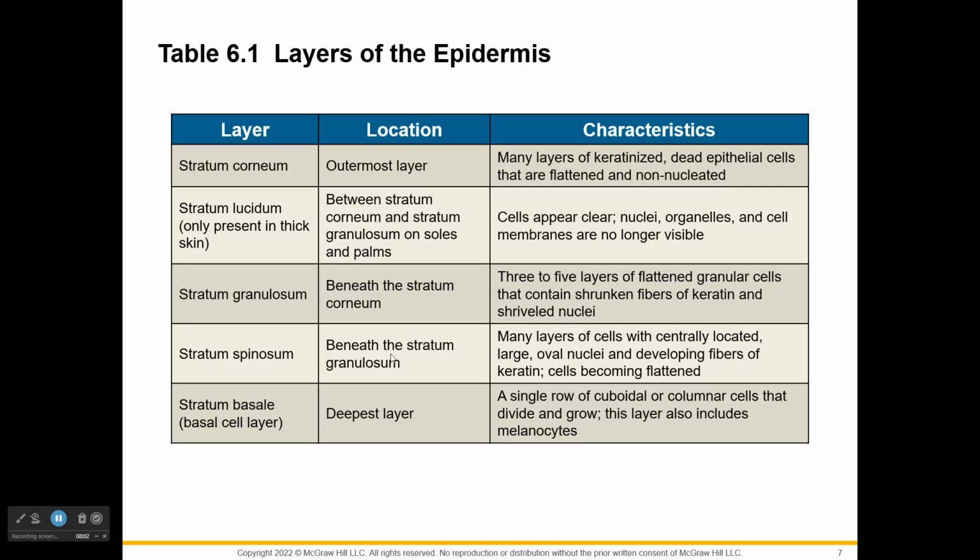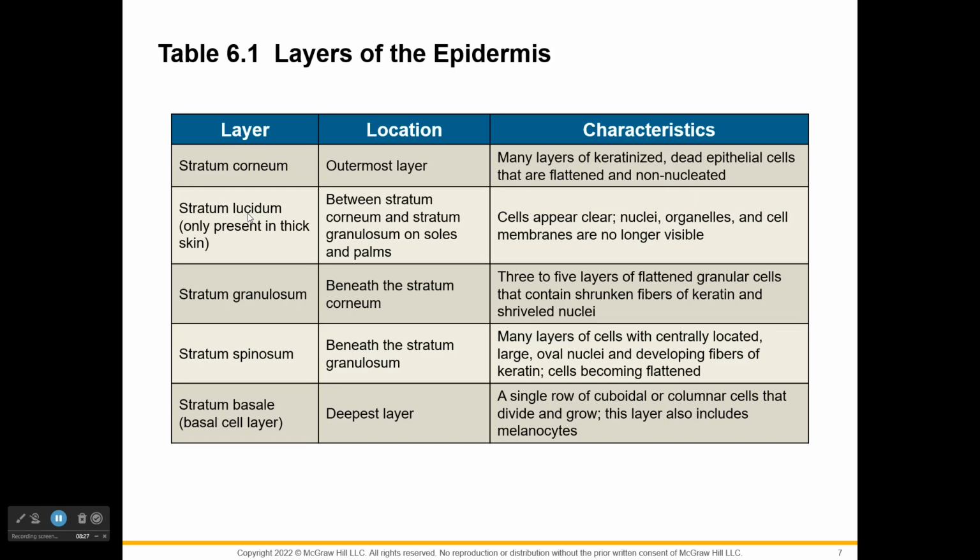So after some time, they're still filling up with keratin, and stratum basale is still cranking out new cells. So spinosum is pushed up to what's called stratum granulosum. And this is about 3 to 5 cell layers thick, and we're still gaining keratin, and even the nucleus is shrinking. And so really becoming flat at this point.